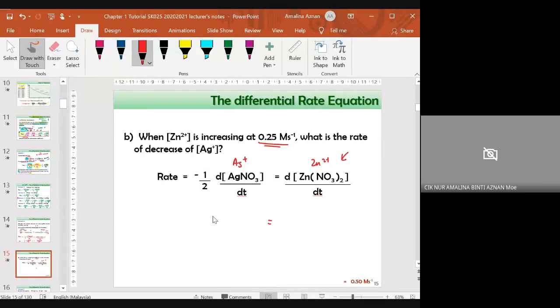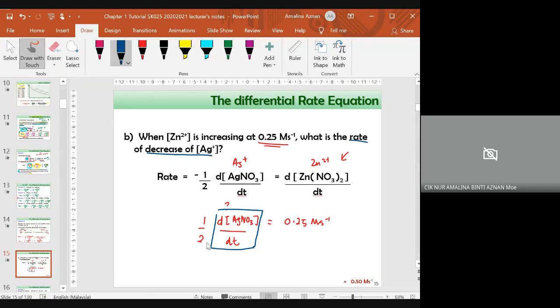Okay. Apa yang kamu nak cari is AgNO3 over dt. Ni yang kamu nak cari. So, this one kamu ada value 0.25 ms negative 1. So, ni 1 over 2 kan? So, kamu nak cari ini je. Rate of decrease of Ag plus ion. Okay, so means rearrange 0.25 dapatlah 0.5 ms negative 1. Okay, nampaklah.